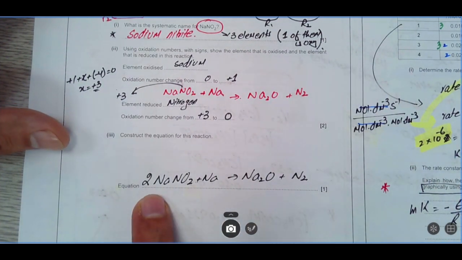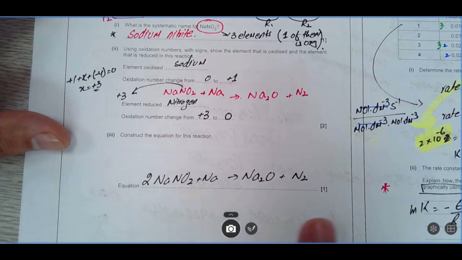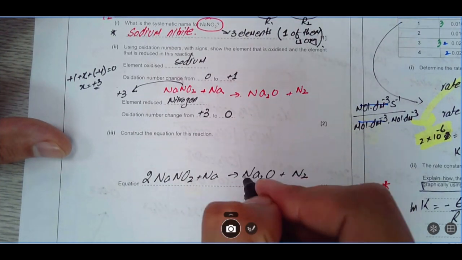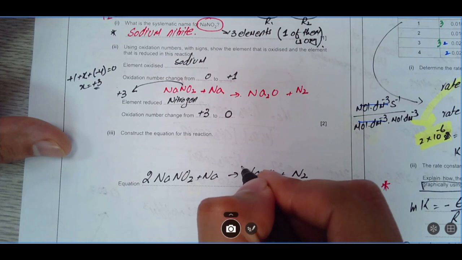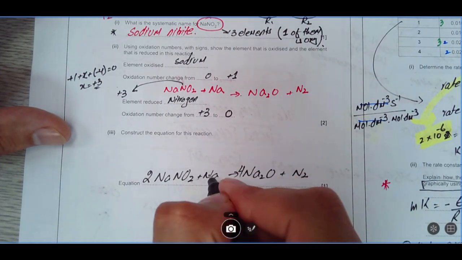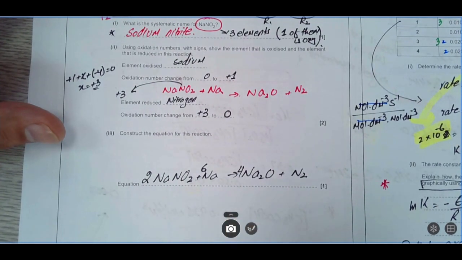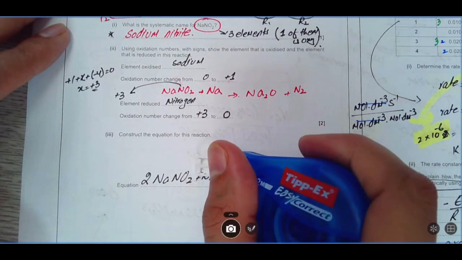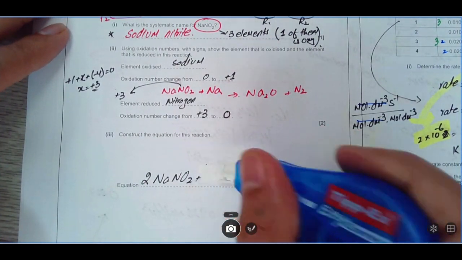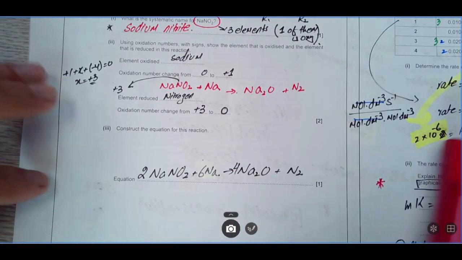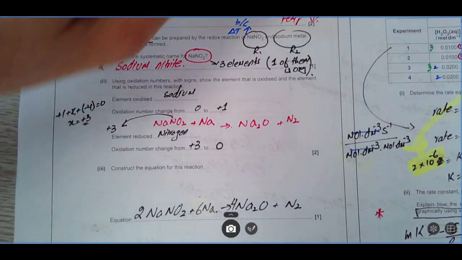Once I put 2 here, how many sodiums do I have here? 2. Now, let's not worry about sodium here. How many oxygens do I have on the left side now? 4. So I'll have to put 4 here. So I now have 8 sodiums. Out of 8, 2 are already here. I'll have to put 6. So it will be 6 and 8. Okay. Any questions so far?